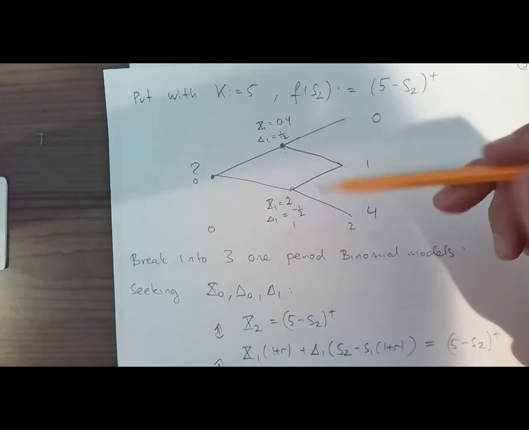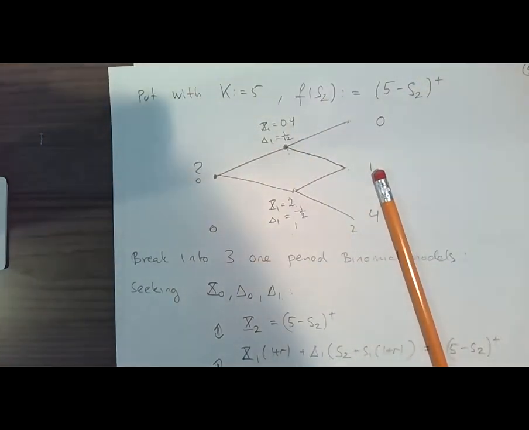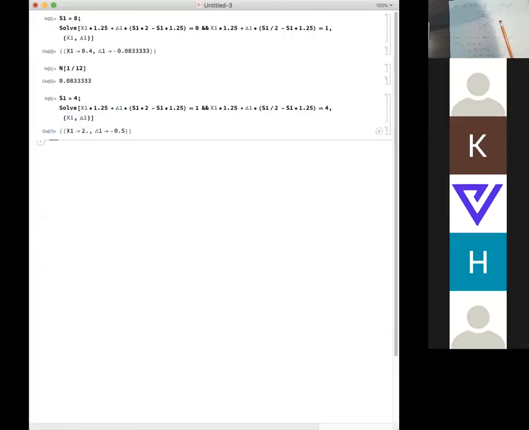Was the delta for the up case negative? I don't think it was. It was. It's minus. Thank you. You're good at spotting these mistakes.